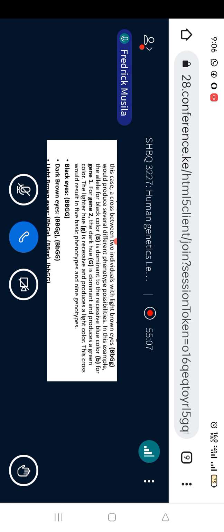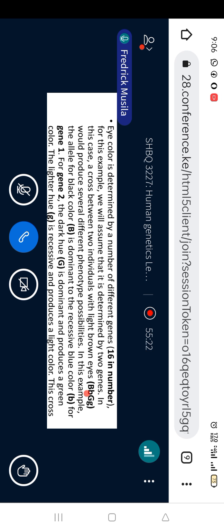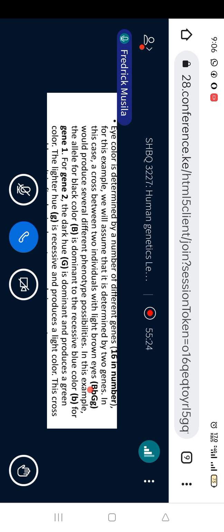So eye color is determined by a number of different genes. There are actually 16 genes determining your eye color. For this example, we'll assume that it's determined by 2 genes. In this case, a cross between 2 individuals with light brown eyes. This is now the genes in the 2 loci, light brown eyes. You cross these 2 individuals, BBGG times BBGG, the same way, and it will produce several different phenotype possibilities.